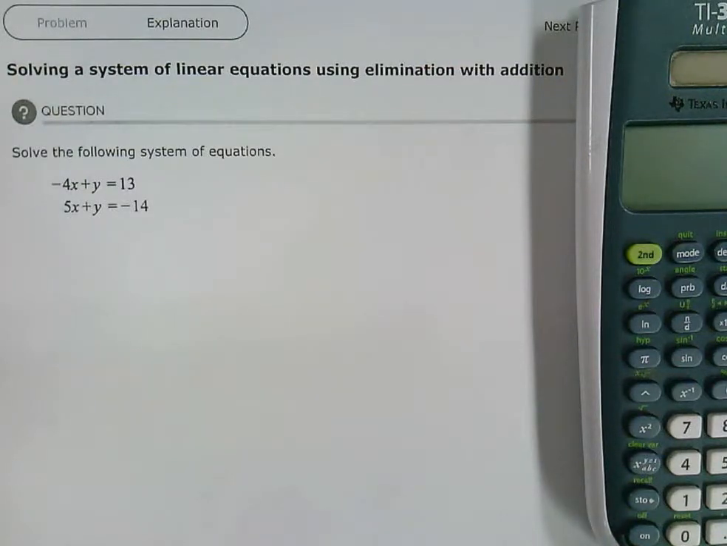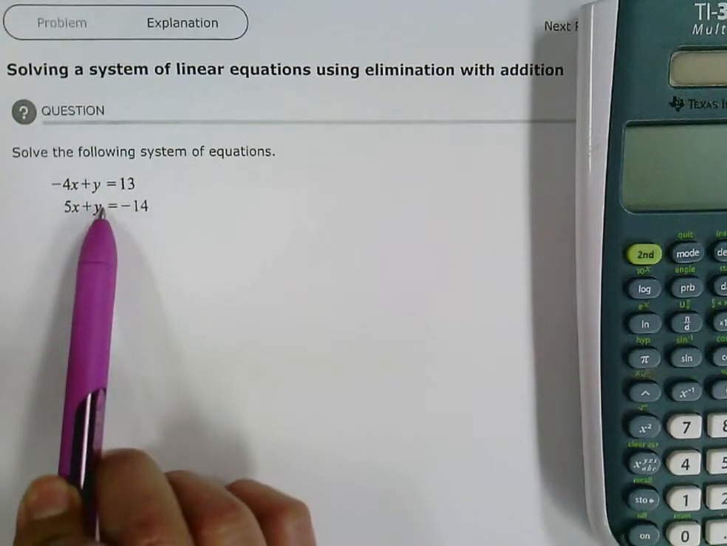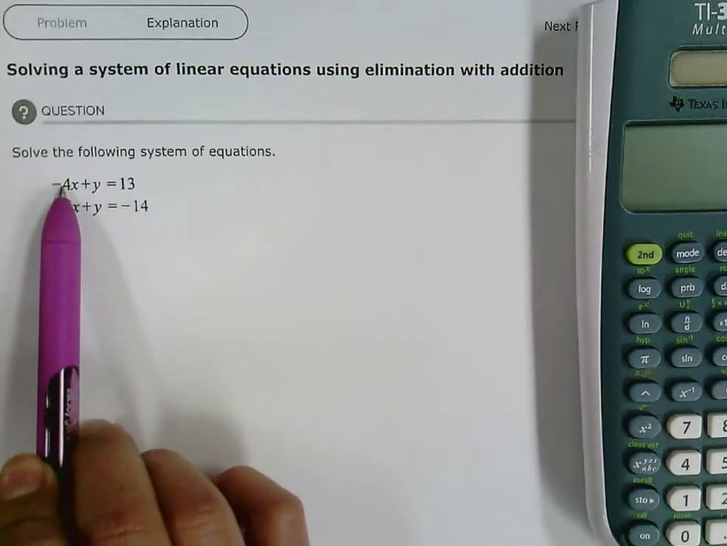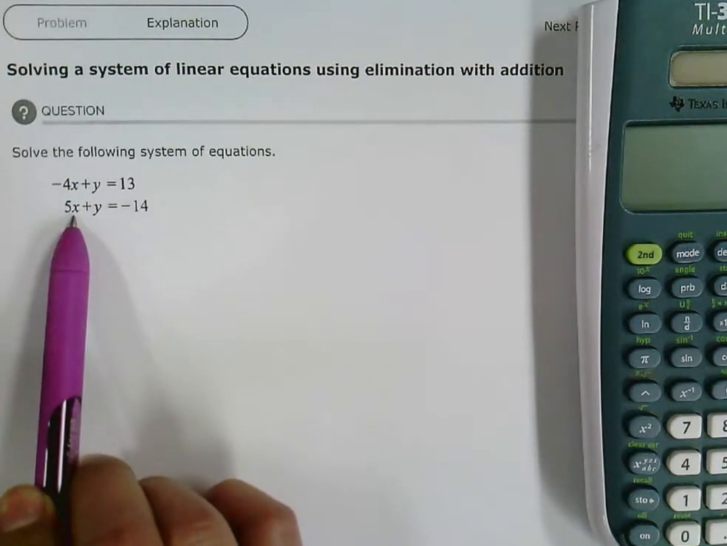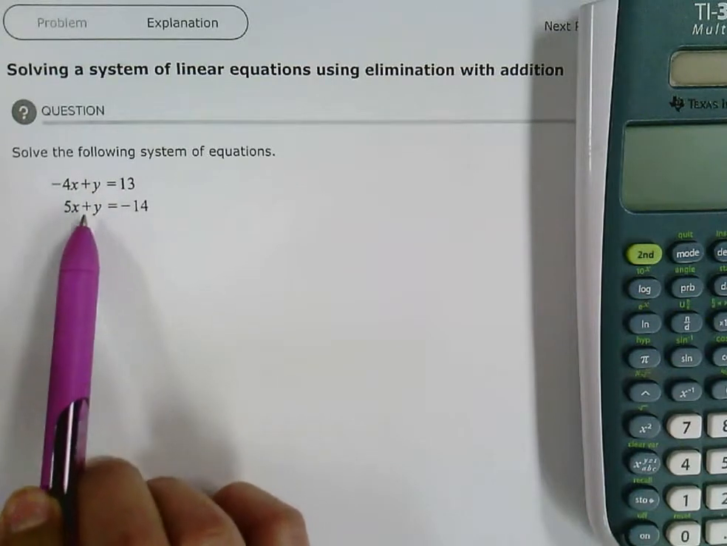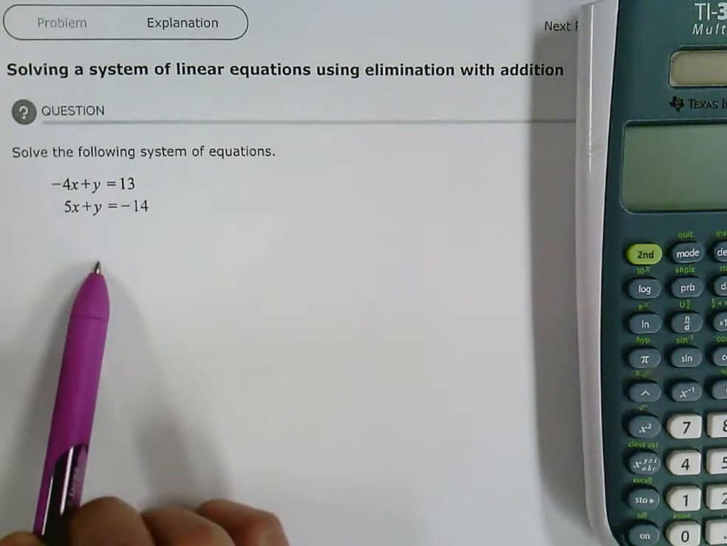Solving a system of linear equations using elimination with addition. The goal in these problems is to cancel either the variable x or the variable y when combining the two. Currently, negative 4x combined with 5x add up to positive 1x. Positive y combined with a positive y add up to positive 2y. Neither becomes 0 at the moment.